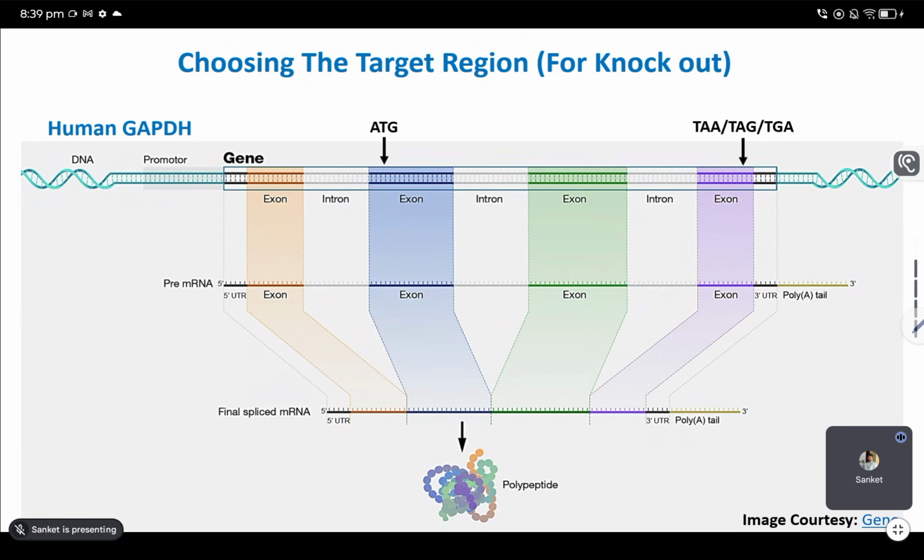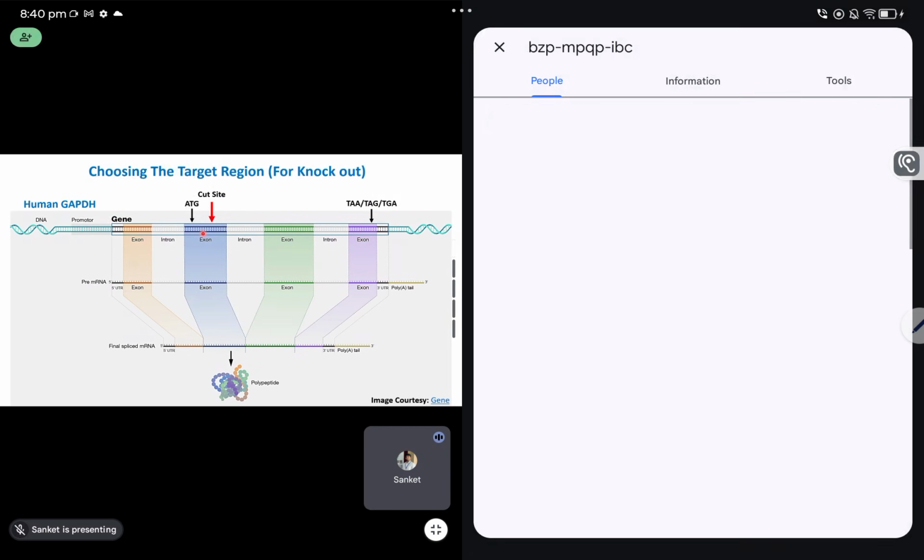That's why for knockout, the cut site is preferably near the ATG site or whichever site is highly functional, like the domains. There are multiple domains on proteins, right, which are highly catalytic, so which act as a catalytic site. So the cut site at those particular sites is much more favorable. Why? Because imagine if you are cutting just next to the ATG, the cut causes NHEJ, or non-homologous end joining repair, which will cause formation of indels, insertions or deletions.